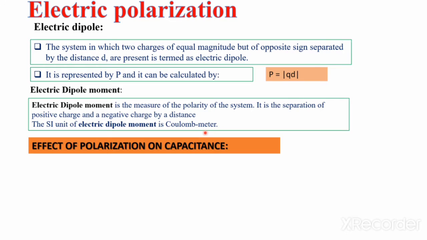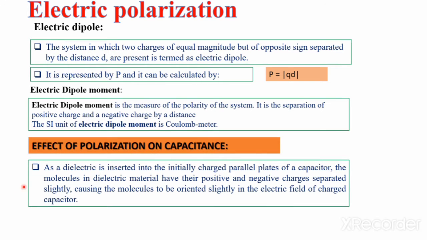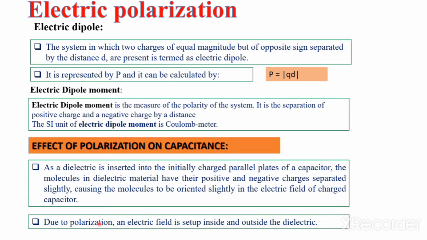Effect of polarization on capacitance. As a dielectric is inserted into the initially charged parallel plates of a capacitor, the molecules in the dielectric material have their positive and negative charges separated slightly, causing the molecules to be oriented slightly in the electric field of the charged capacitor. We have discussed this point in the previous slide. Due to polarization, an electric field is set up inside and outside the dielectric. This point is also discussed in the previous slide.